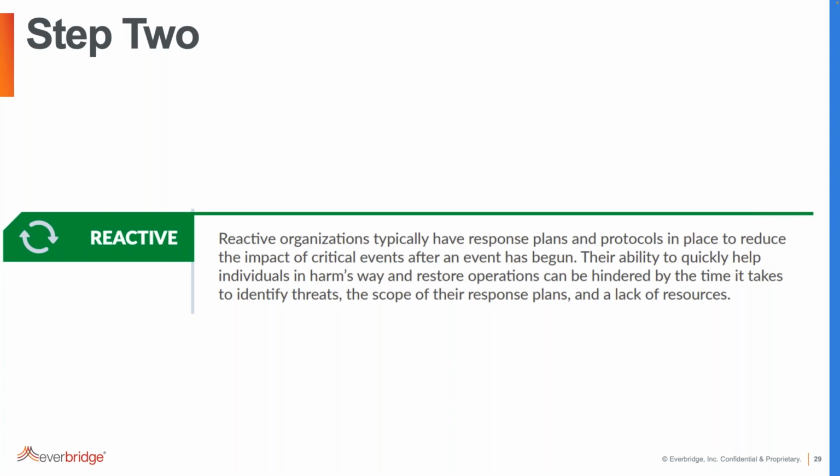When it comes to reactive, we are starting to work more together, right? They have response plans and protocols to reduce the overall impact. They may work across those departments in order to make sure that we're all rowing in the same direction. Their ability to quickly help individuals in harm's way and restore operations can be hindered at times by their ability to identify threats and who is actually impacted, right? I have this data coming in, I don't know who's impacted. Which again, who's impacted could be a building, a person, a supply chain, a vendor, all those different things. And I might need to take different steps when that takes place.